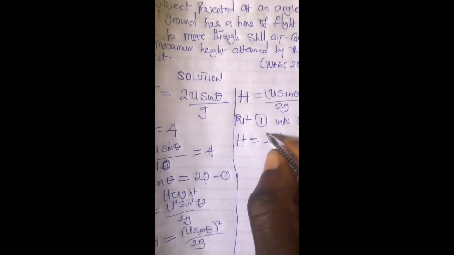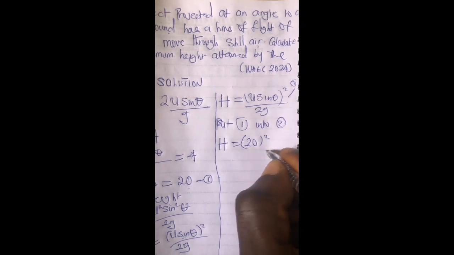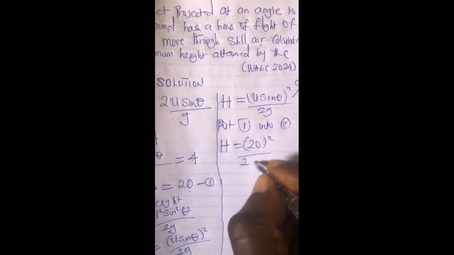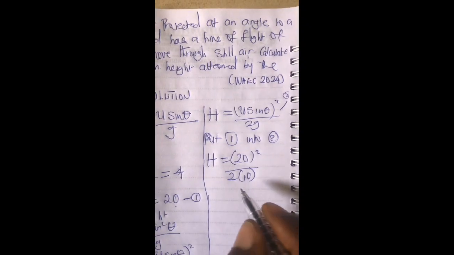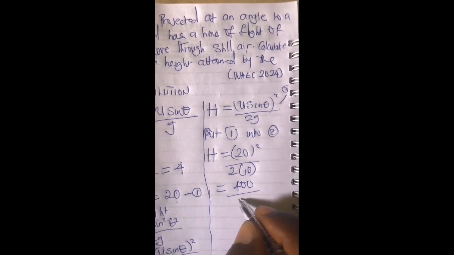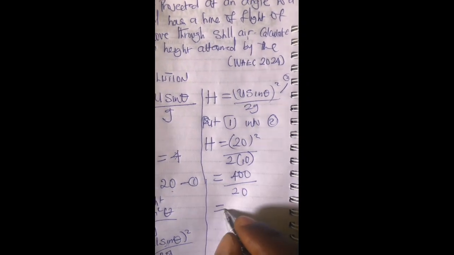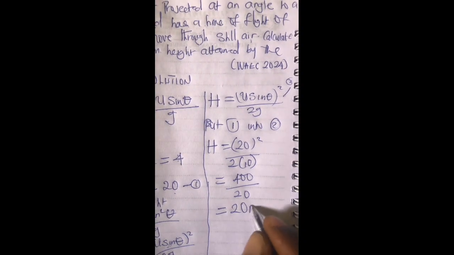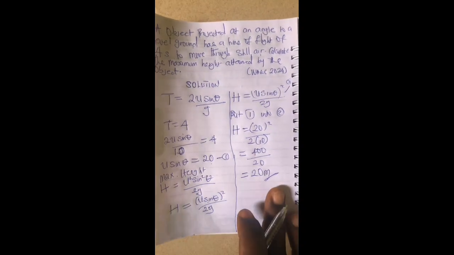I told you how we got 20. So h should be equal to 20 all squared, because it is squared here, all over 2 into 10. Gravity is given as 10. If you solve, you're going to have 400 all over 20, and we're going to be having 20 meters. So the maximum height attained by the body is 20 meters.